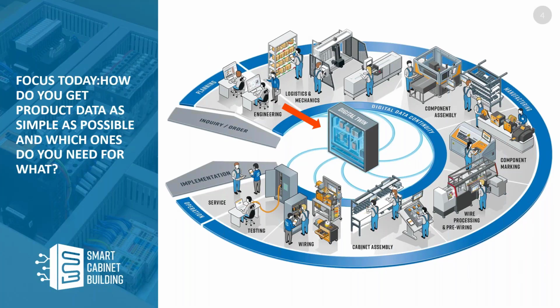Together, these four partner companies can provide the entire process from engineering through logistics and mechanics, the different assembly steps, wire processing and pre-wiring, the cabinet assembly itself, and the wiring, testing and service in the end, everything end to end. For sure, especially the topic of data is quite important, and the focus for today is how do you get product data as simple as possible and which ones do you need for which application.